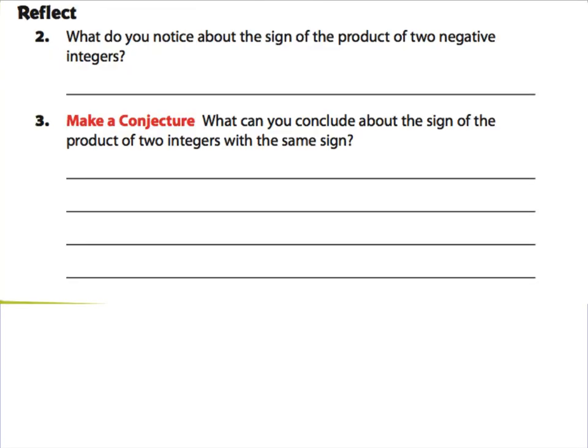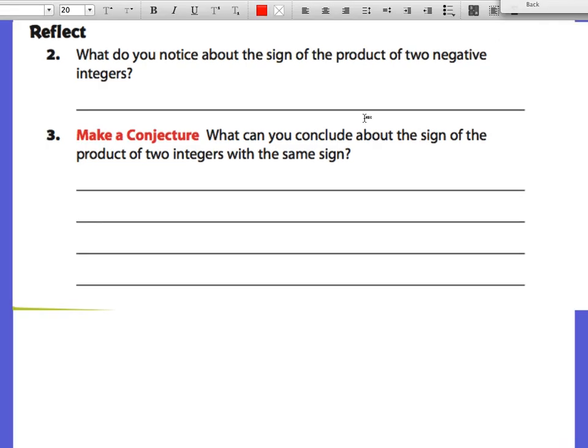Moving right along. So what do you notice about the sign of the product of 2 negative integers? So what you should have noticed here is that when we have 2 negatives multiplied together, they give a positive product. Okay, again, because you're ignoring that first negative sign until the very end.